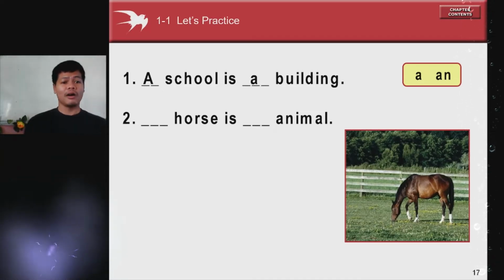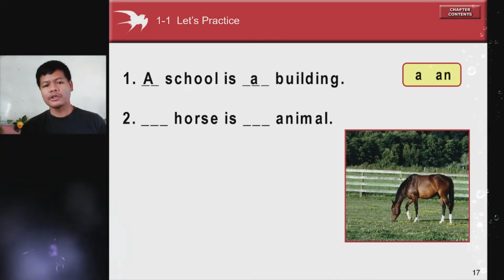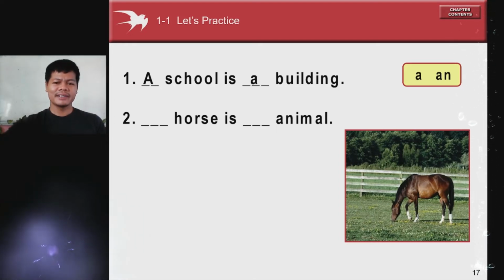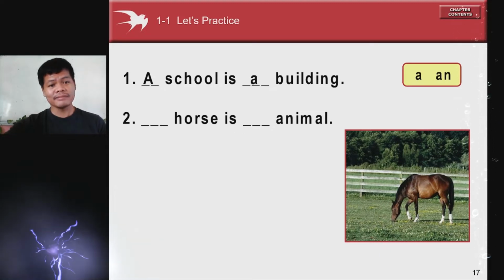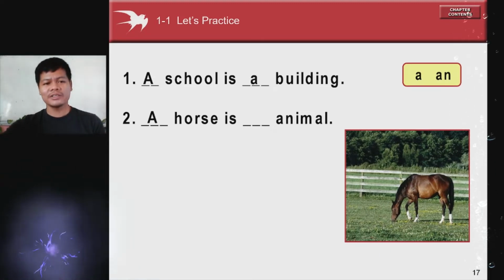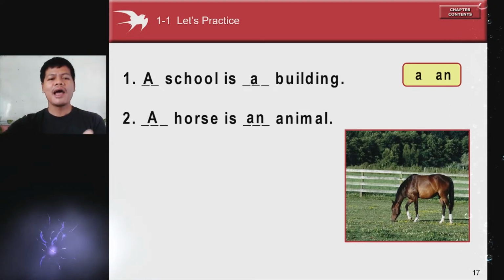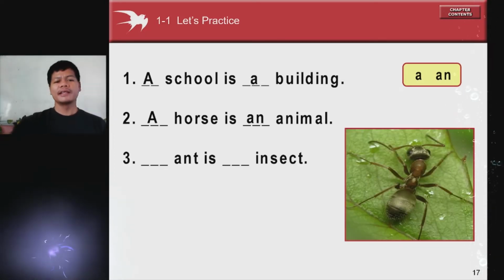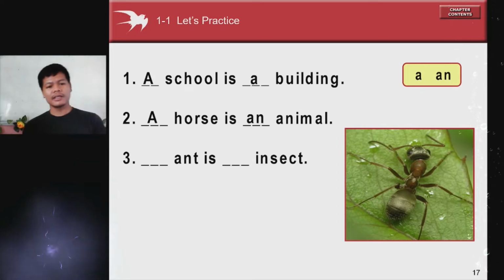True. Horse is dot animal. Can you use? Can you get? Can you know? Do you know it? Okay. A horse is an animal. Okay, very good. And then an is dot insect.